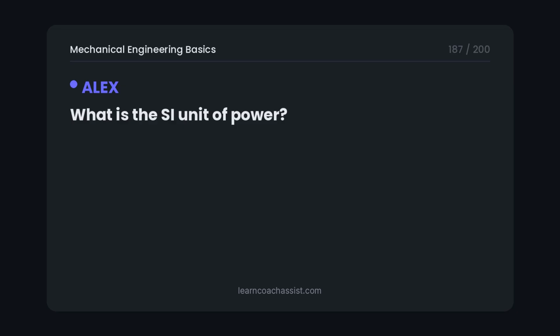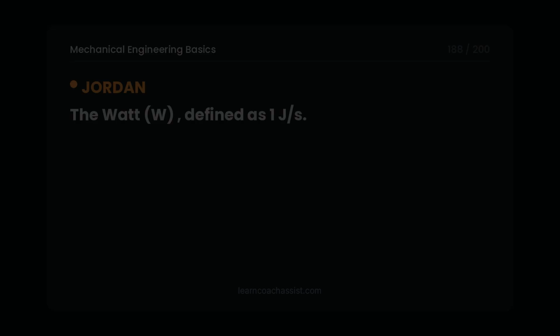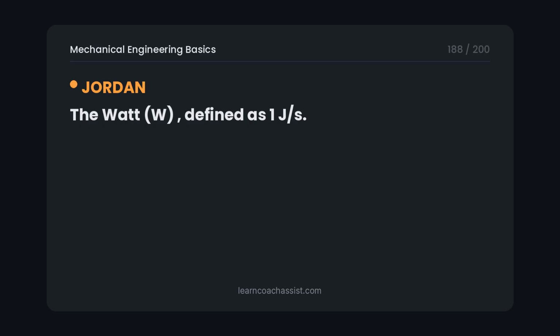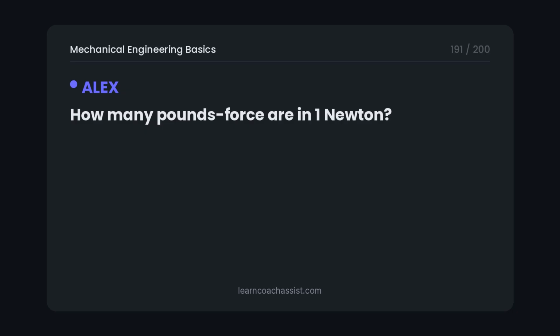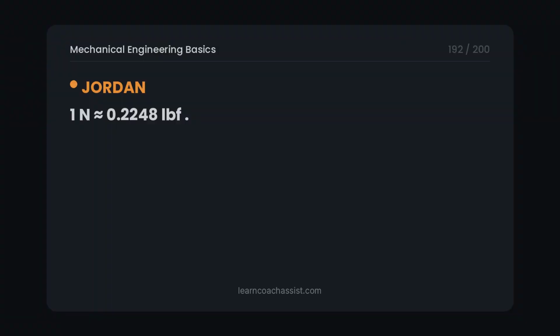What is the SI unit of power? The Watt, W, defined as 1 J/s. How many pascals are in 1 bar? 1 bar equals 100,000 pascals, 10^5 Pa. How many pounds force are in 1 newton? 1 N is almost equal to 0.2248 lbf.